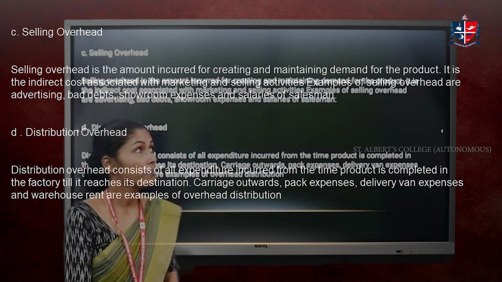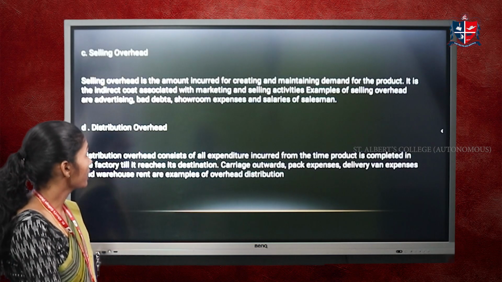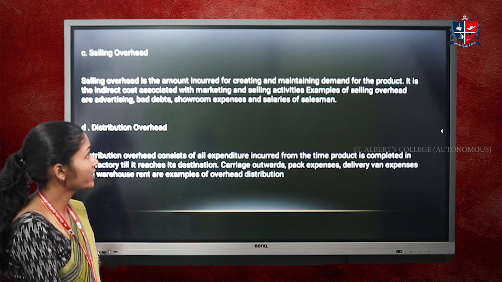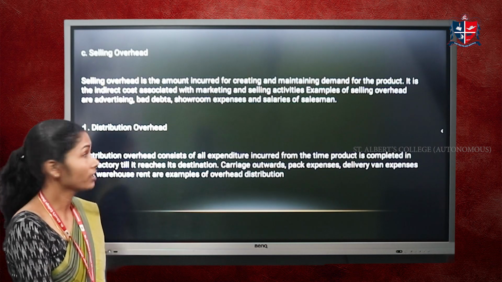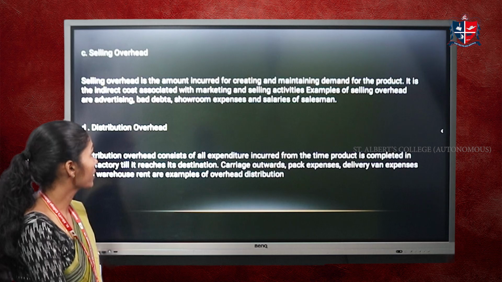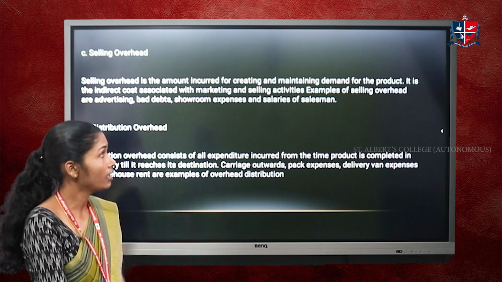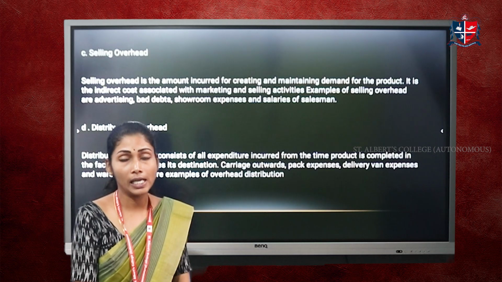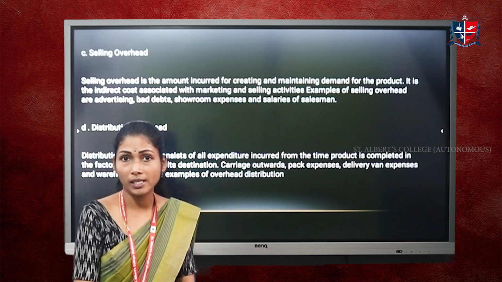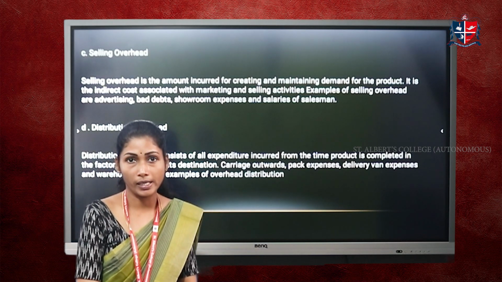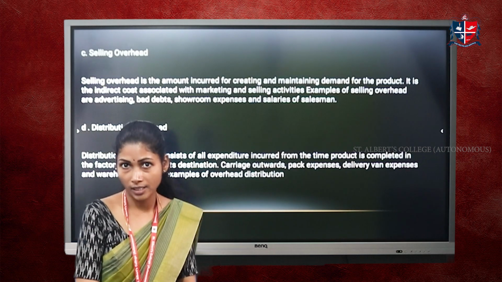Third one is selling overhead. Selling overhead is the overhead incurred for creating and maintaining demand for the product. It is the indirect cost associated with the marketing and selling activities of the organization. The best examples for selling overheads are salesman commission, advertising expenses, etc., which are common in this category.